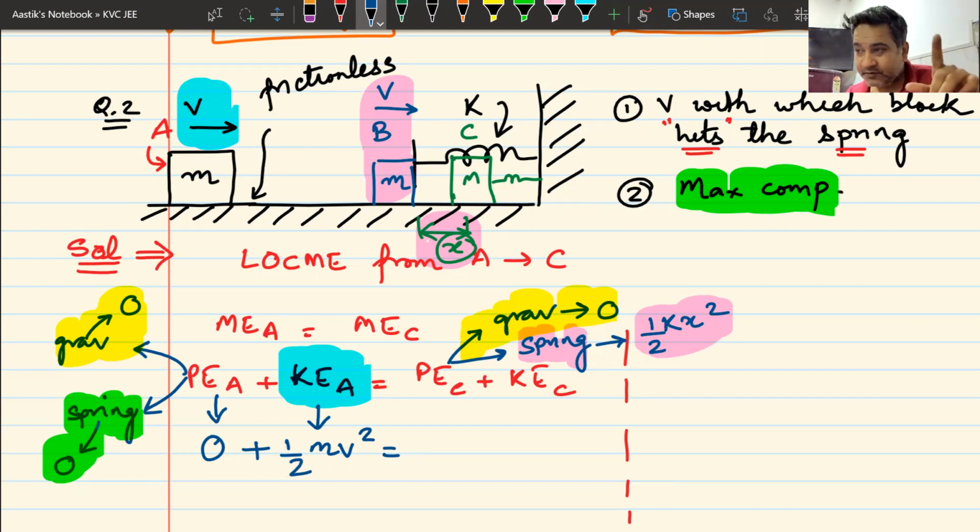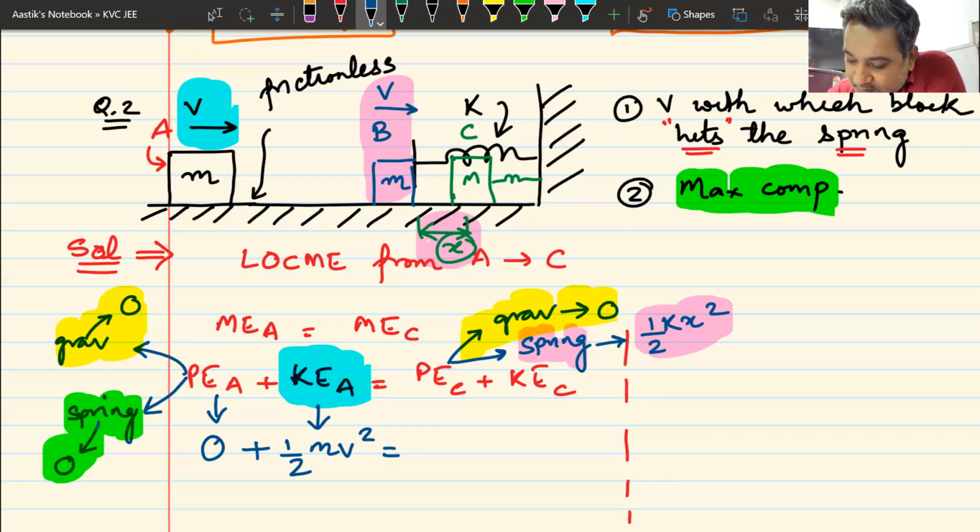Don't utter my name. I'm not the one who is going to take responsibility for minus half kx square. I will just lift my hands up. I don't know this chap. I don't know this student. I have no idea who this is. If he's saying minus half kx square, he's not my student.